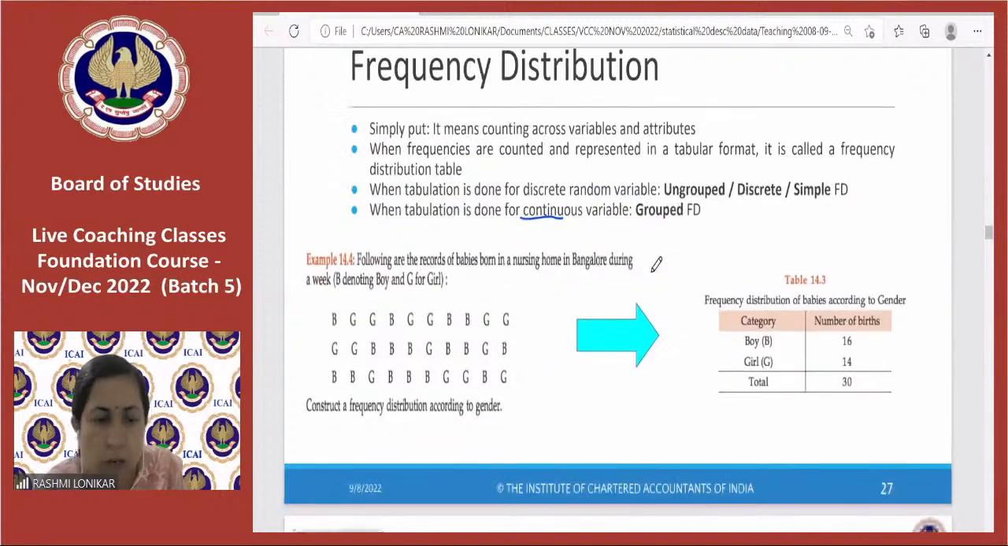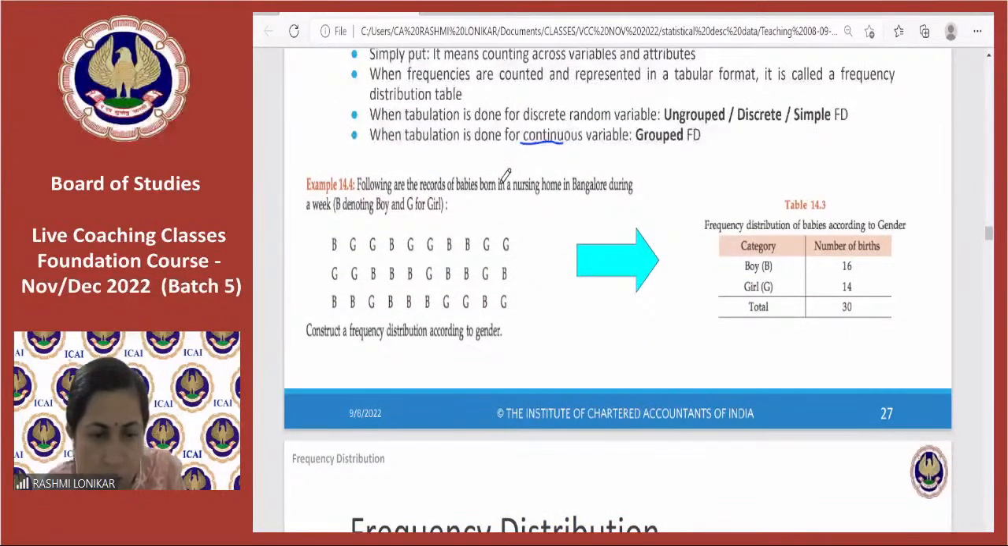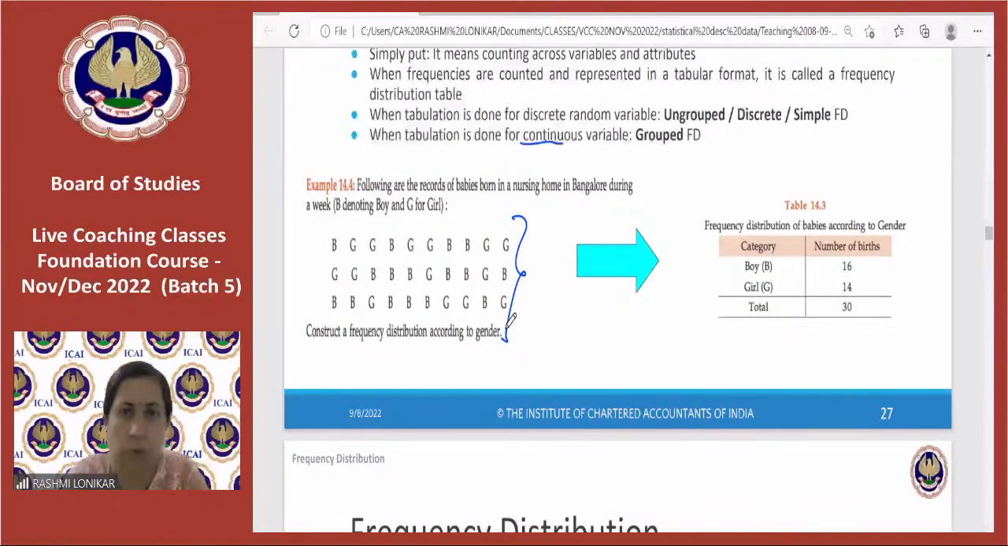Now, following are the records of babies born in a nursing home in Bangalore during a week. B represents boy and G represents girl. In a nursing home, they are just recording: when a boy is born, they write a B, and when a girl is born, they write a G. When I see this, it is not giving me any information as such. I'm not able to make out how many boys are born and how many girls are born.